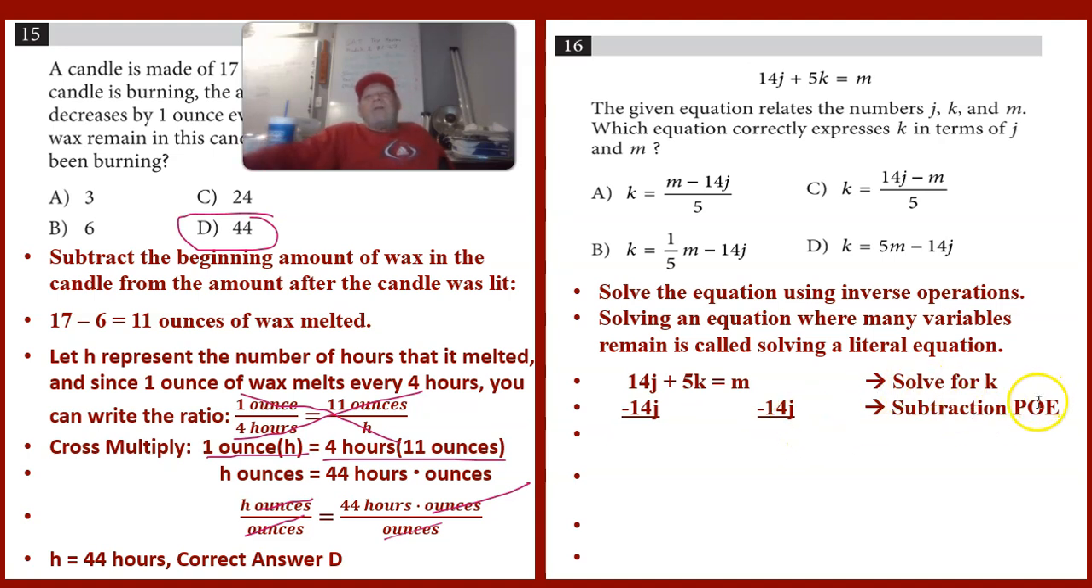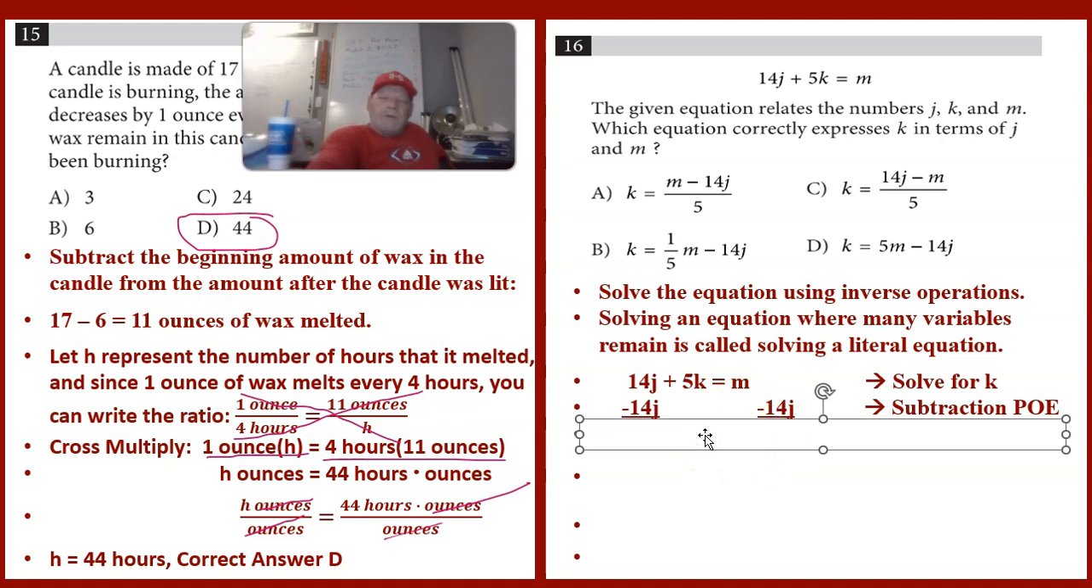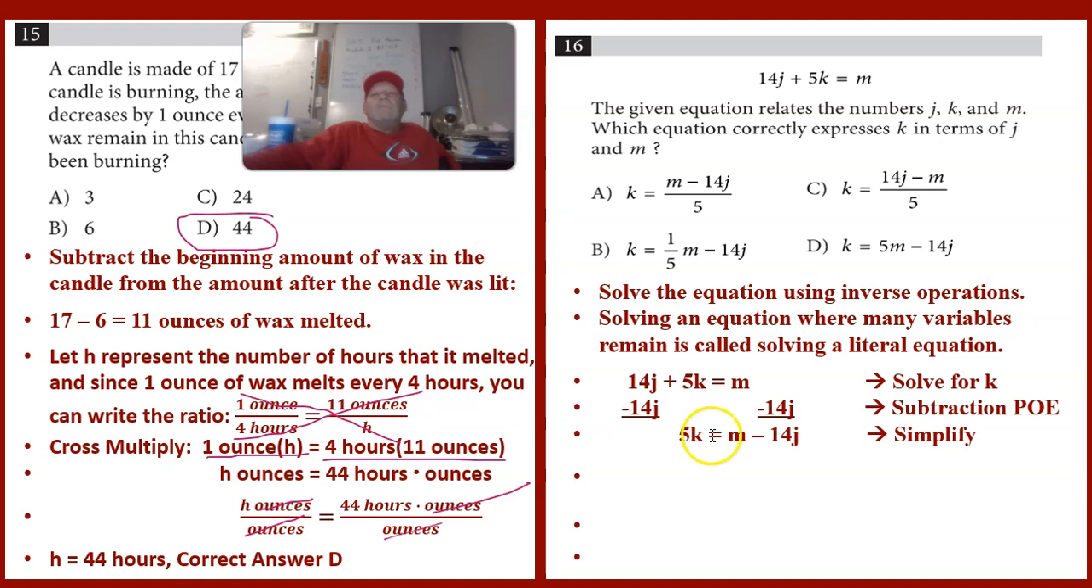So I use the subtraction property of equality and I subtract 14j from both sides. Because since I'm solving for k, I've got to get rid of the plus 14j. And you do that by subtracting 14j from both sides. It's going to cross out and be 0 plus 5k over here. And on the right, I'm going to have m minus 14j. So I have 5k equals m minus 14j when I simplified it.